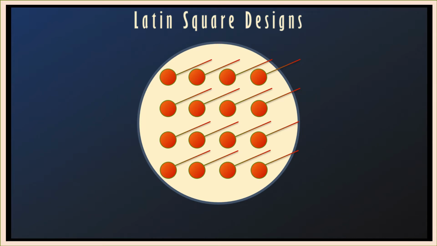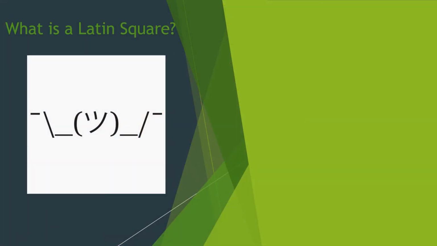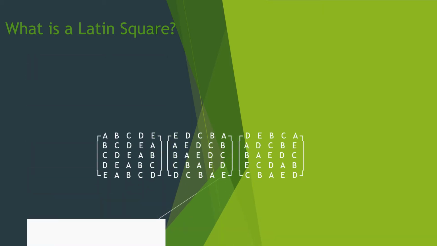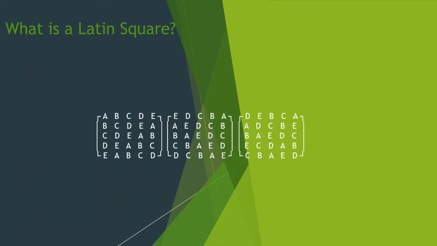So today I'll be talking about Latin square designs, a statistical tool used in experiments. So what is a Latin square? In an experiment with multiple factors, you may want to test various possible layouts of each factor. A Latin square is a type of experimental design that incorporates multiple test configurations.